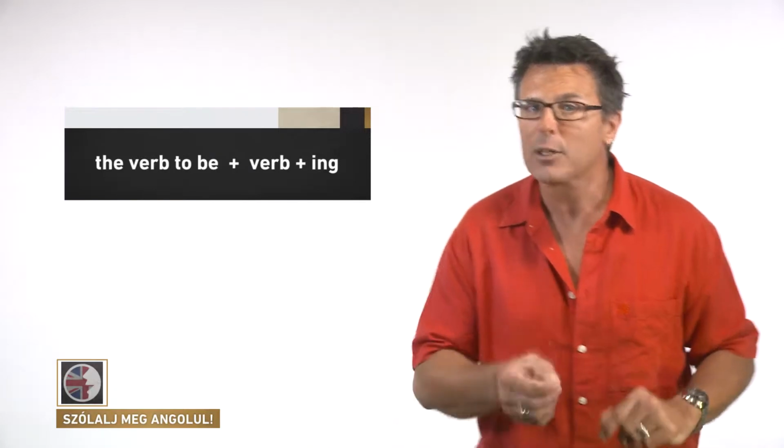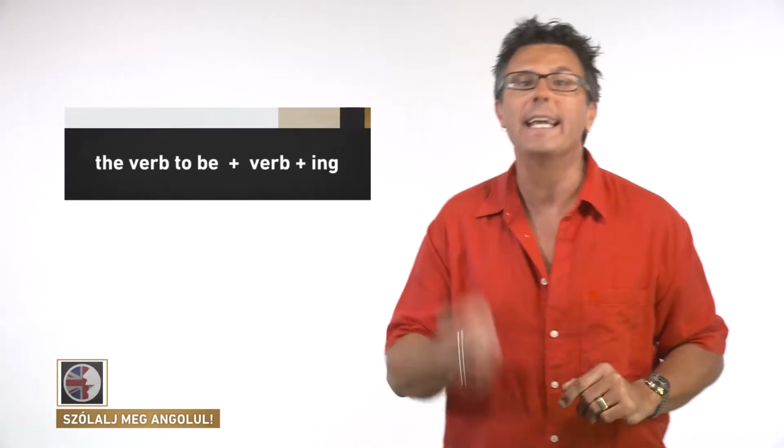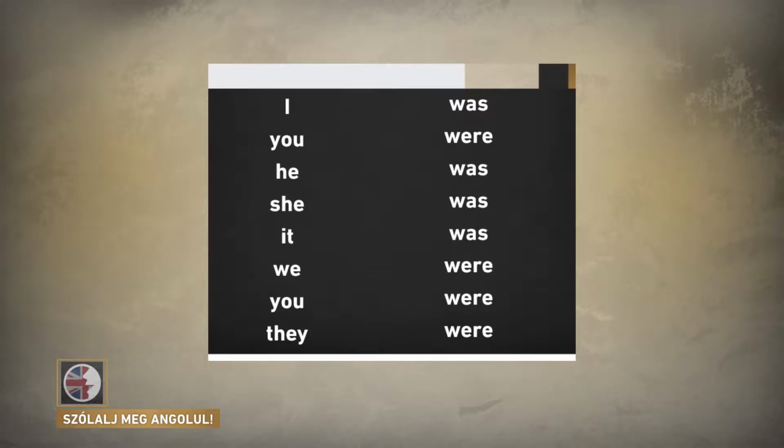Here, to make the past continuous tense, we need was and were. And which form of the verb to be are they? Yes, that's right. Was and were are the past simple forms of the verb to be. I was, you were, he was, she was, it was, we were, you were, they were.